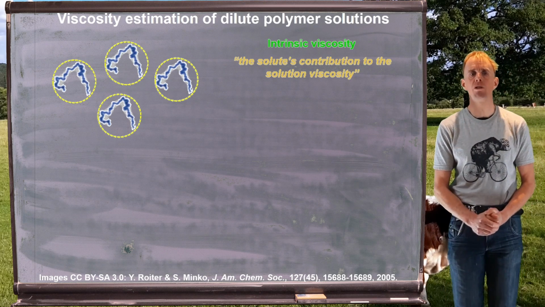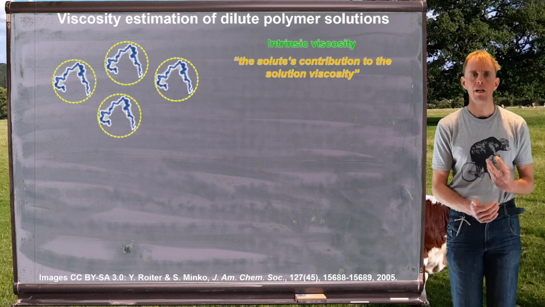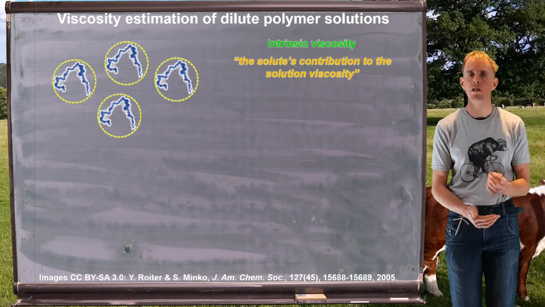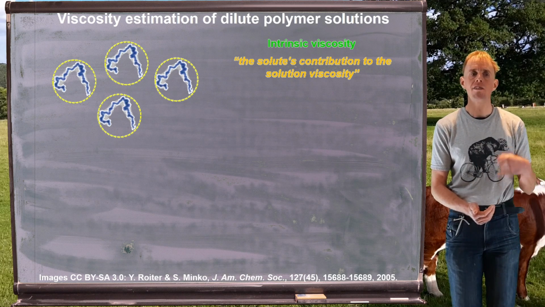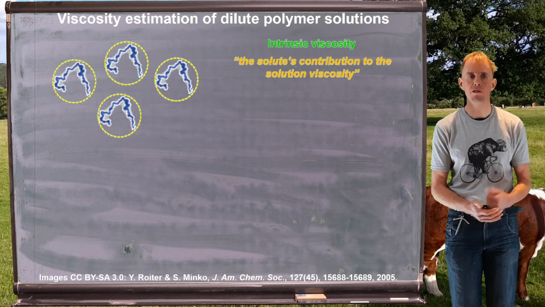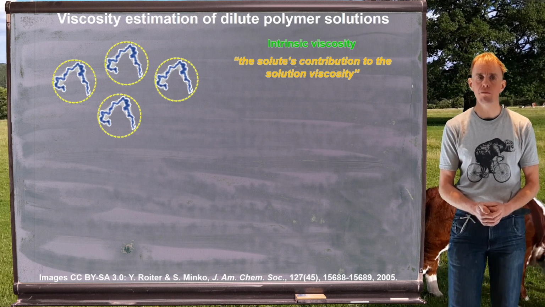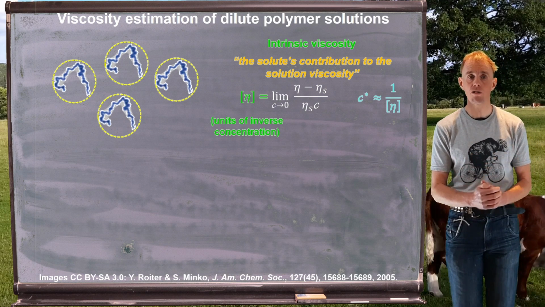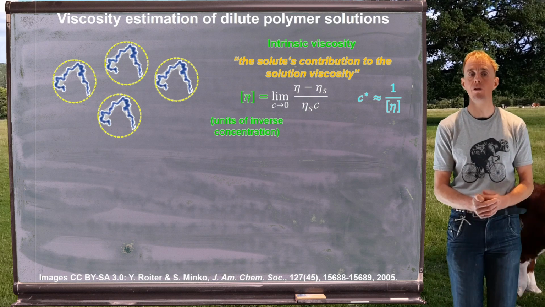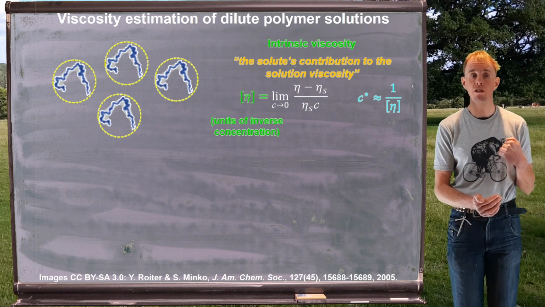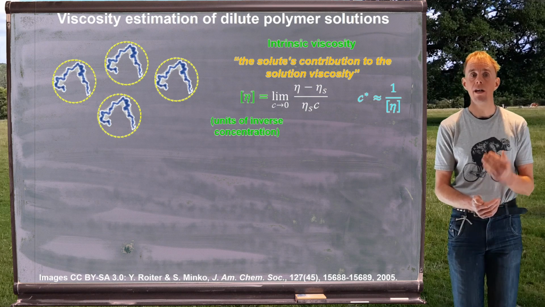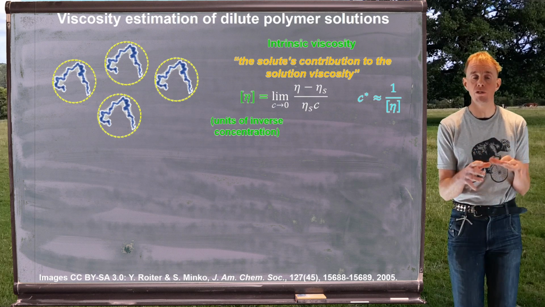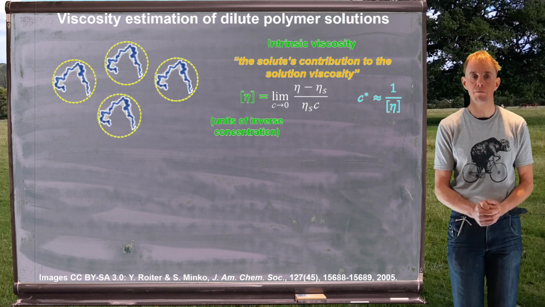And we're going to define a quantity called the intrinsic viscosity. Formally, the intrinsic viscosity is the solute's contribution to the solution viscosity. So in this case, it's how the polymer affects the solution viscosity. We can relate this mathematically as follows. My intrinsic viscosity has a symbol of eta in square brackets. That is equal to effectively a ratio, which is the solution viscosity less the solvent viscosity, divided by the solvent viscosity multiplied by the polymer concentration, but the intrinsic viscosity is in the limit of the concentration going to 0.